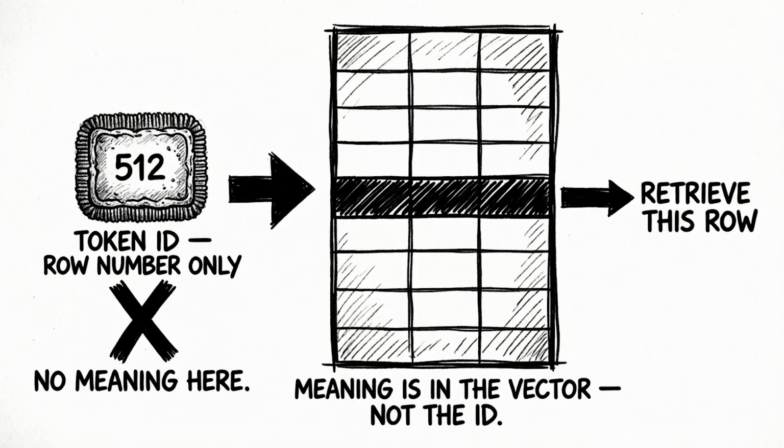Token IDs are not embeddings. They contain no semantic information. They simply tell the model which row to retrieve from the embedding matrix. We will explore that in the next video.